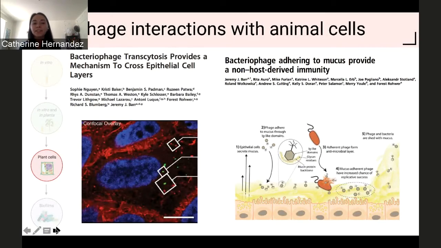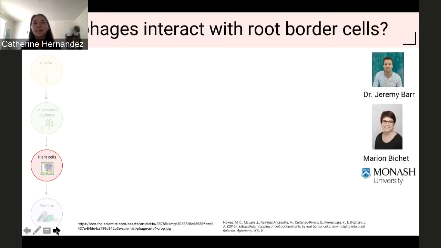And so I really wanted to see if we could try to do something like this in plants. Instead of doing this with phyllosphere cells and having to do tissue culture, I instead wanted to work on root border cells, which are a specialized type of root cell. I did this work in collaboration with Jeremy and one of his graduate students, Marion, at Monash. And so this is a root tip.